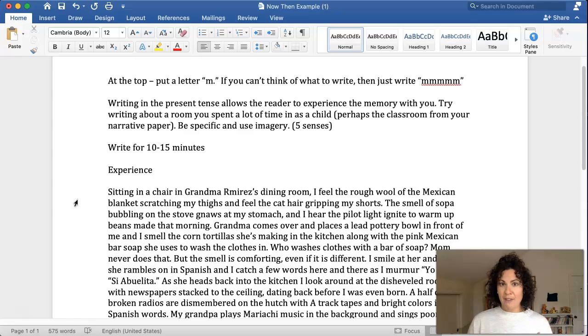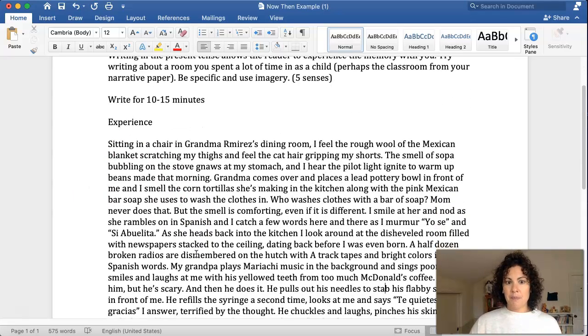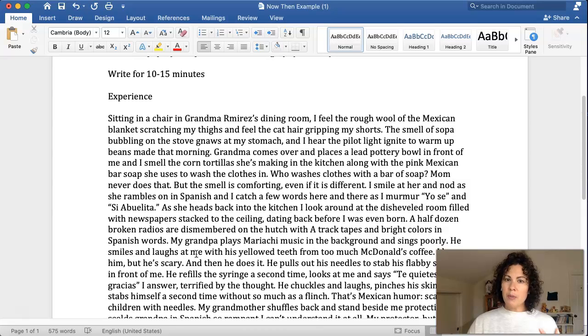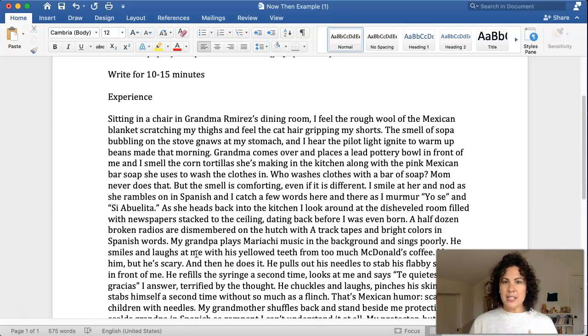I'm assuming you have your writing now, and you're going to go back. This is my writing here, and I'm going to read it to you, and then we're going to talk a little bit about it. We're going to tweak some things in it, and then we're going to do some more writing. So here's my memory, my experience, which is in my Grandma Ramirez's house.